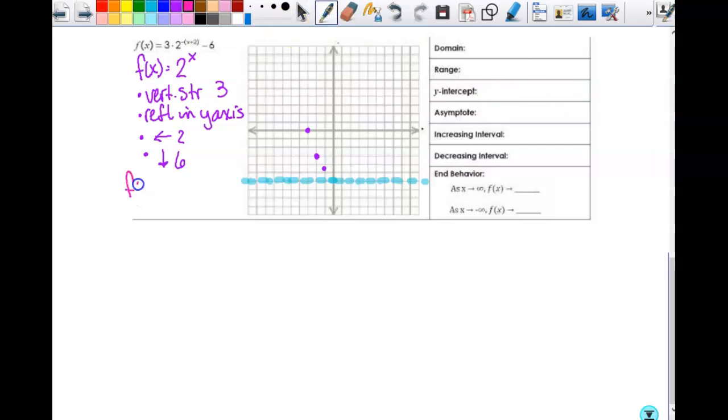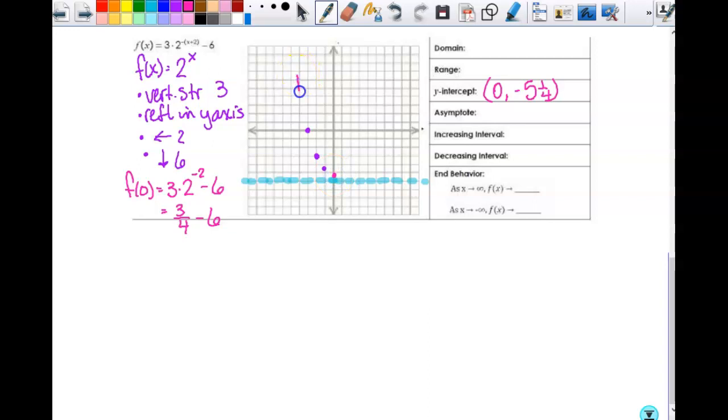So then f of 0 is equal to 3 times 2 to the -2 power minus 6. 2 to the -2 power is going to be 1/4. So this is basically 3/4 minus 6, which gives me -5 and 1/4. 0, -5 and 1/4. An improper fraction is fine there too, but that would be an appropriate time to have a mixed number and be okay. So we go to the -1, 2, 3, 4, 5, and 1/4, about right there.